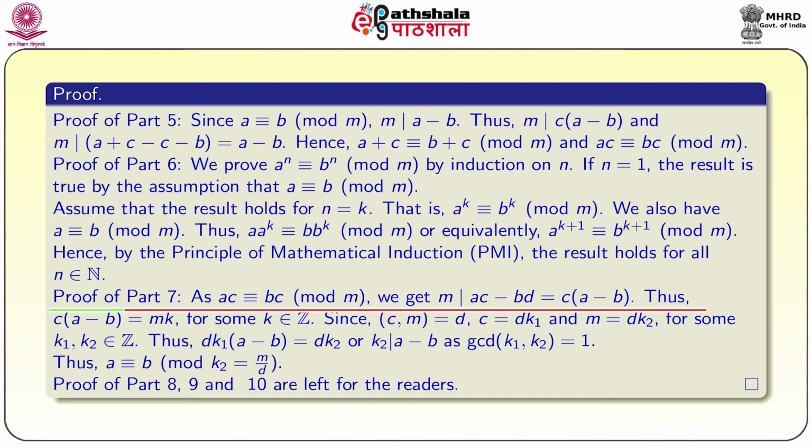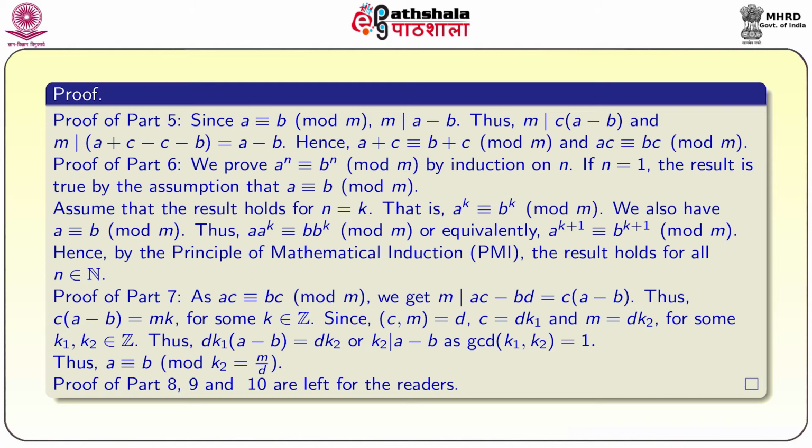Now, proof of part 7. As AC is congruent to BC mod m, we have m divides AC minus BC. So, that is equivalent to C into A minus B. Thus, C into A minus B is equal to m into k for some integer k belongs to Z.